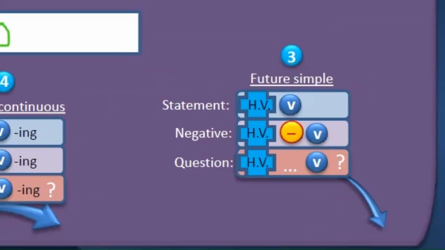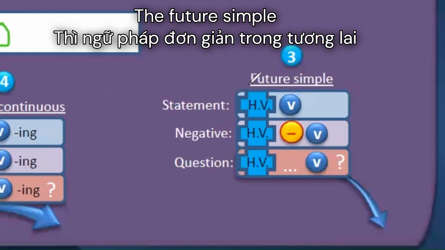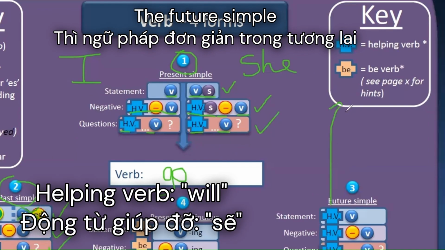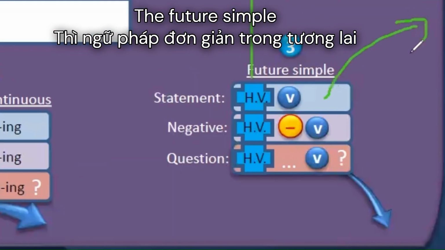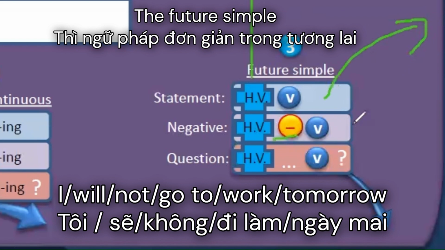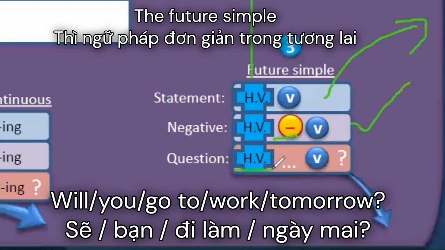Past simple. Now let's jump to the future. The helping verb, as we remember, is will. So I'm going to use will. I will go to work tomorrow. I will not go to work tomorrow. Will you go to work tomorrow?